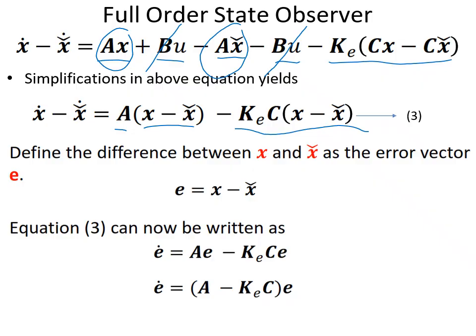The difference between x and x hat is the error vector, where the error vector is e equals x minus x hat. Then we substitute e equals x minus x hat. We get e dot equals Ae minus Ke times Ce. We can take e as a common factor. Then we have e dot equals A minus KeC times e.